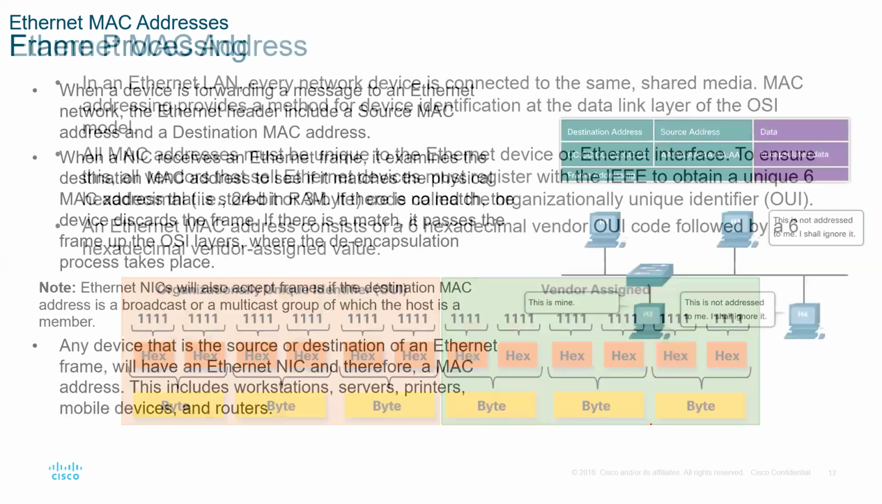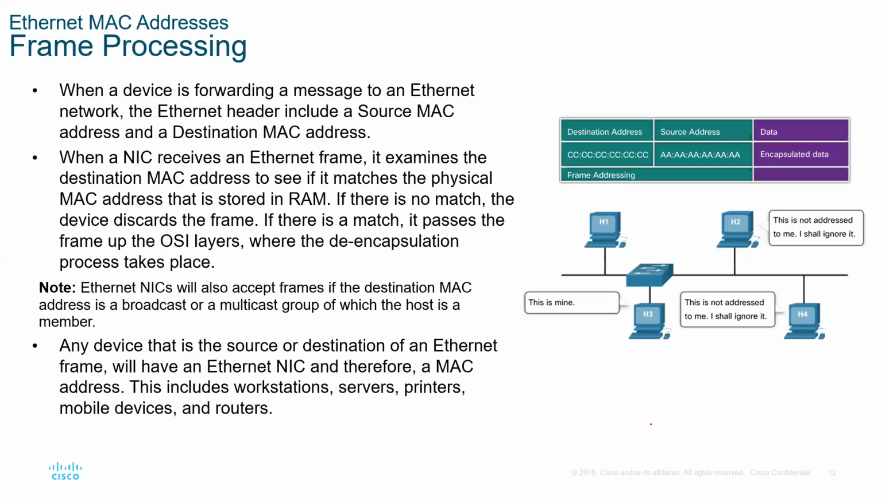Right. Frame processing. Now we're getting into the interesting stuff of when we're talking of switching. When a device is forwarding a message to an Ethernet network, the Ethernet header includes a source and a destination MAC address. When the NIC receives an Ethernet frame, it examines the destination MAC address to see if it matches the physical MAC address that is stored in the RAM. If there is no match, the device discards the frame. If there is a match, it passes the frame up the OSI layers where the encapsulation process takes place.